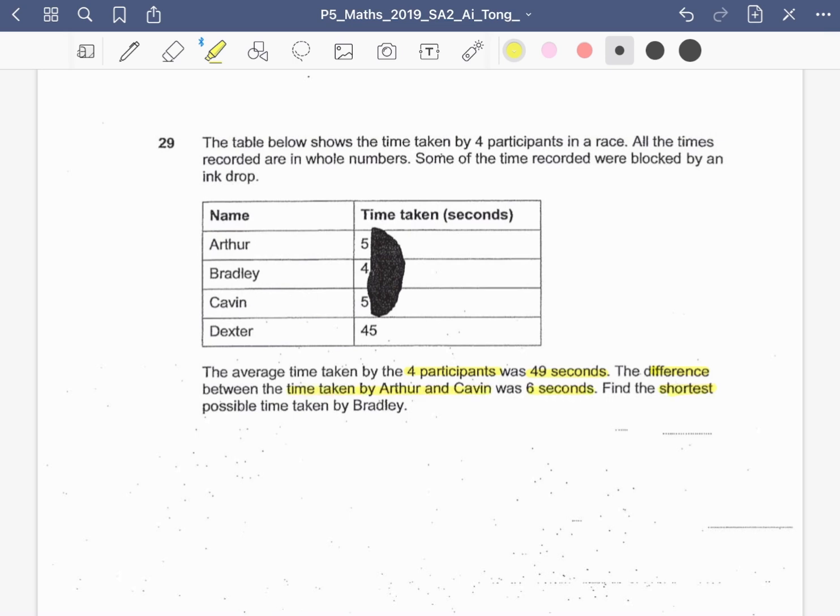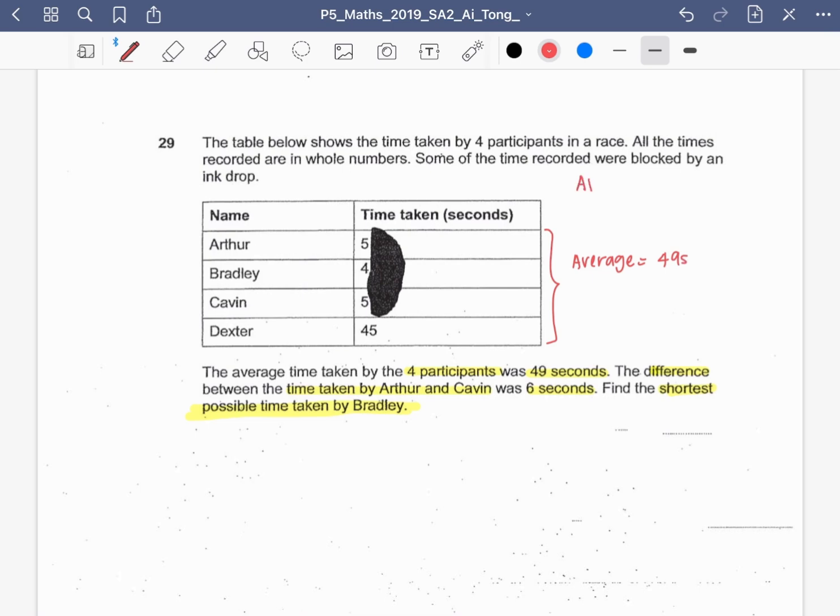Find the shortest possible time taken by Bradley. Okay, slowly break down the question. Average time taken by 4 participants was 49. So let's write it down here. Average, 49 seconds.